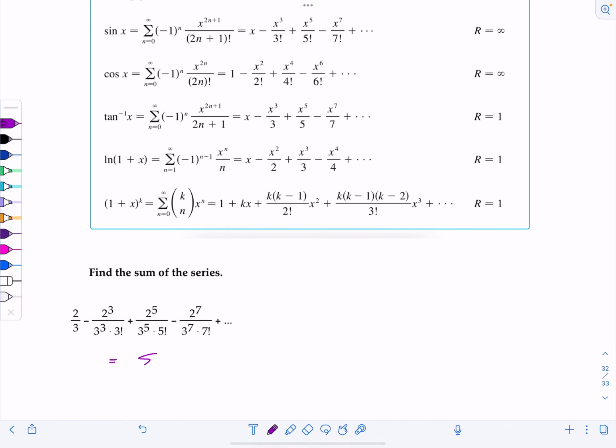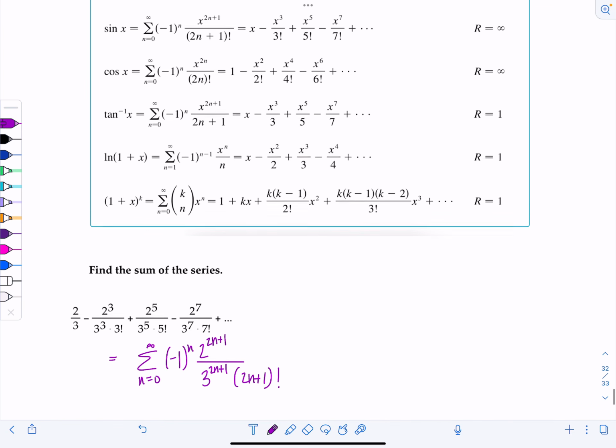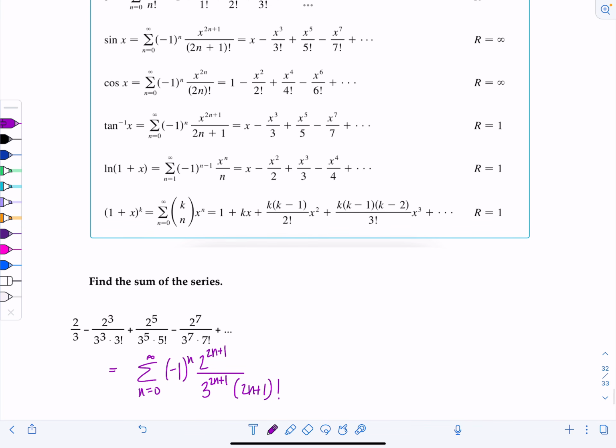This is the sum, n equals 0 to infinity, of 2 to the 2n plus 1 over 3 to the 2n plus 1, times (2n plus 1) factorial. Ooh, and it's alternating, isn't it? So let me add in there a negative 1 to the n. Well, which Maclaurin series does this look like? It looks like sine of x.